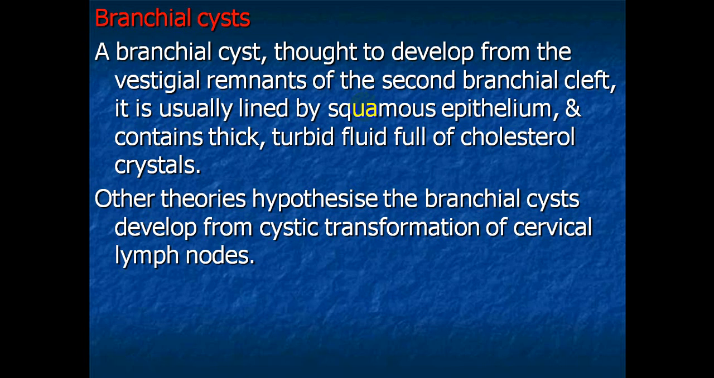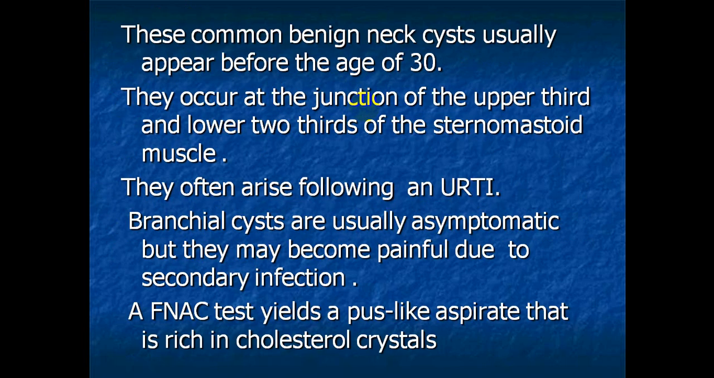Other theories regarding the formation of branchial cyst consider it a cystic transformation of cervical lymph nodes. These common benign neck cysts usually appear before the age of 30. They occur at the junction of the upper third and lower two thirds of the sternomastoid muscle. They often arise following an upper respiratory tract infection.